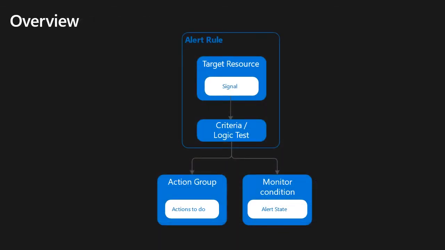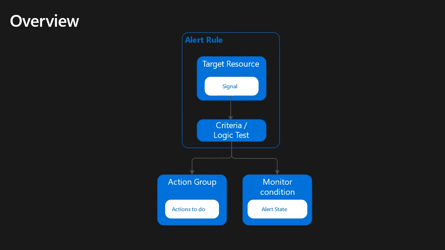So here you'll see the anatomy of an alert. We have a target resource. Our target resource can be really anything within the cloud. In our case, for Power Platform, we'll primarily focus on Application Insights, but you can monitor other resources as well. So you have your target resource that you'll be monitoring.